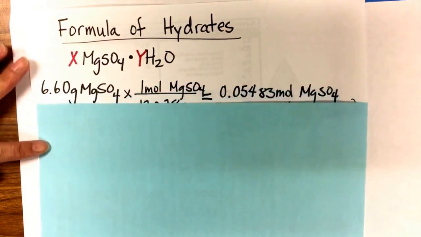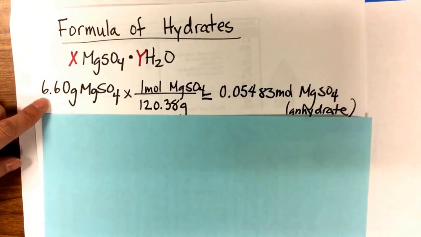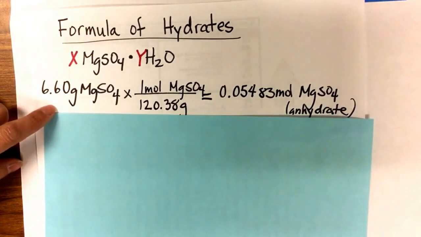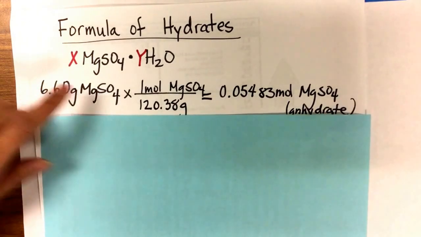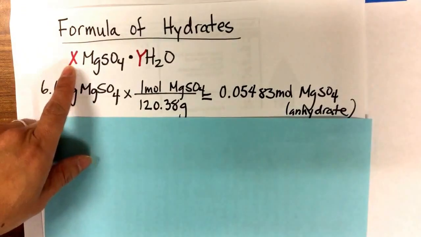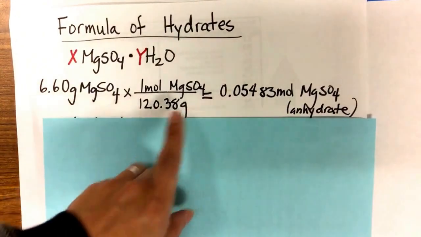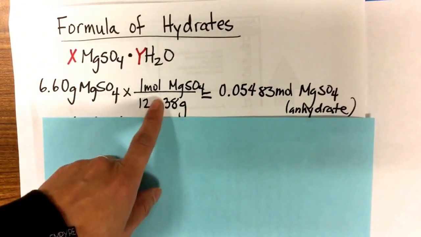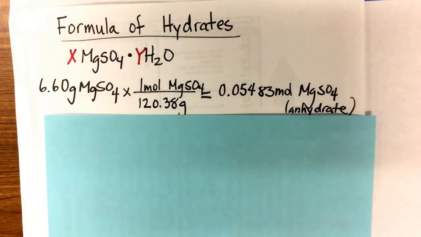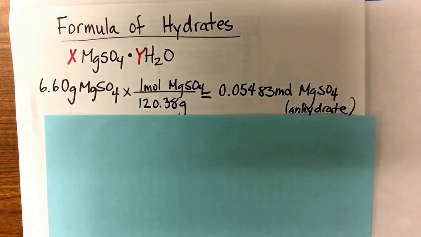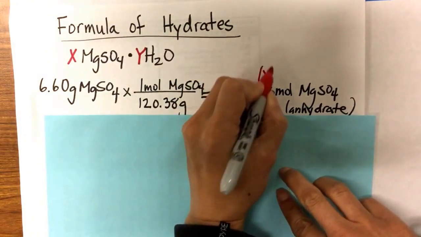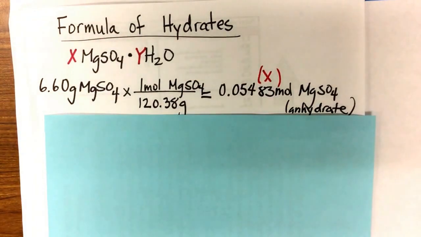Now, you're given the grams of the anhydrate, which is the magnesium sulfate, and you want to convert that to moles so we can find our X. So here you have the conversion from grams to moles using the molar mass of magnesium sulfate. So then, just to remind you, that is our X that we just solved for right here. This is your X. Now we go to the next step.